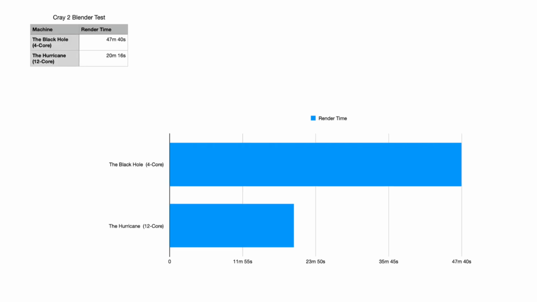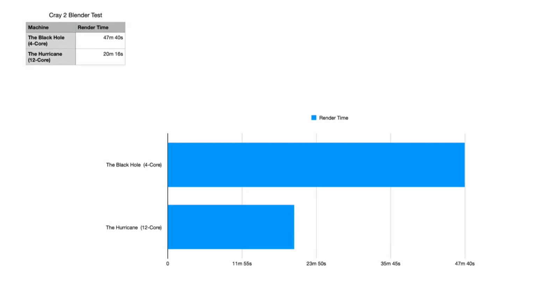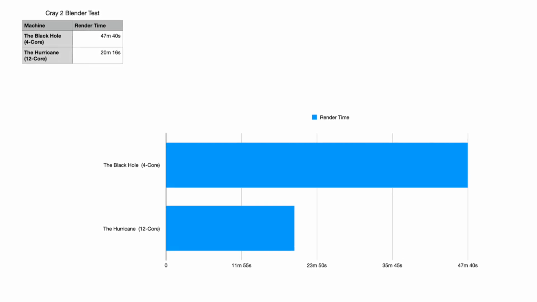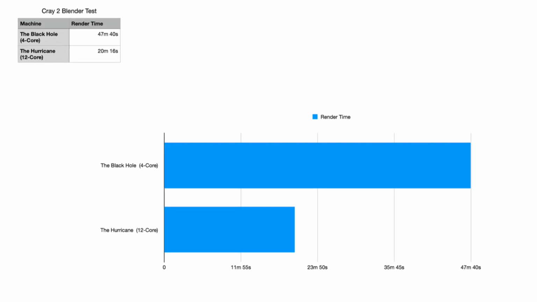Taking a look at the graphed results of these Blender tests, it becomes obvious that the 12-core machine is considerably quicker than the quad-core machine. In actual fact, it's 57.48% quicker. So when running a 3D application such as Blender, which can adequately leverage all the available threads, the 12-core machine makes the most sense.